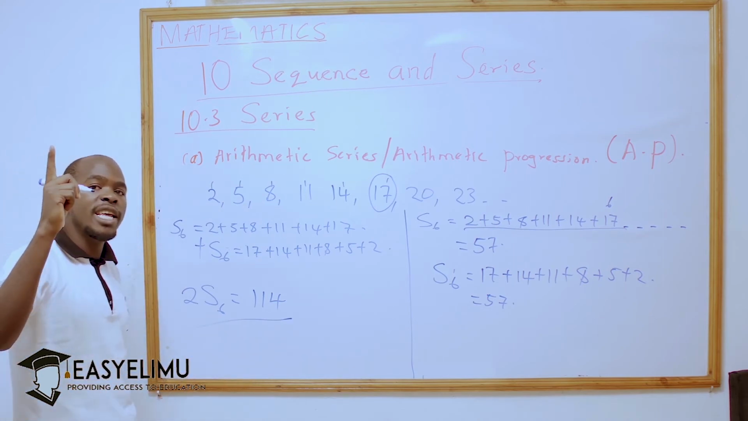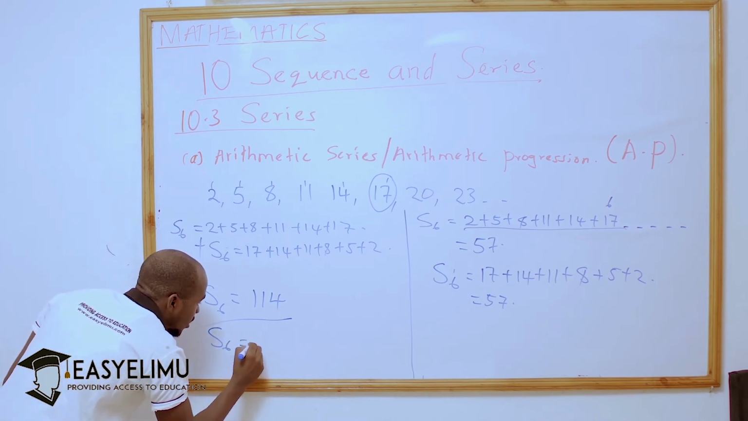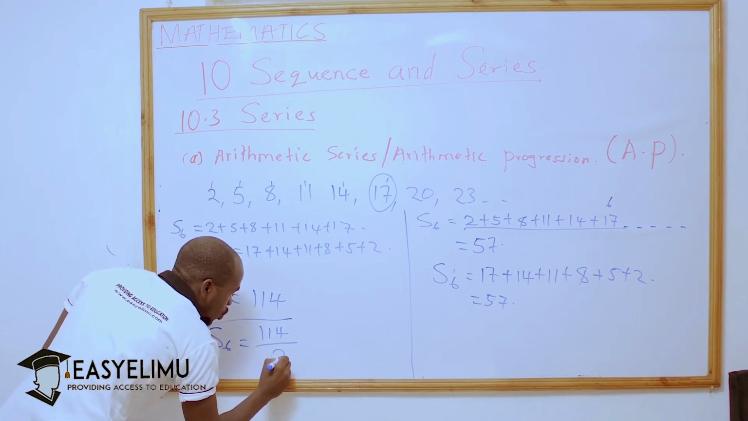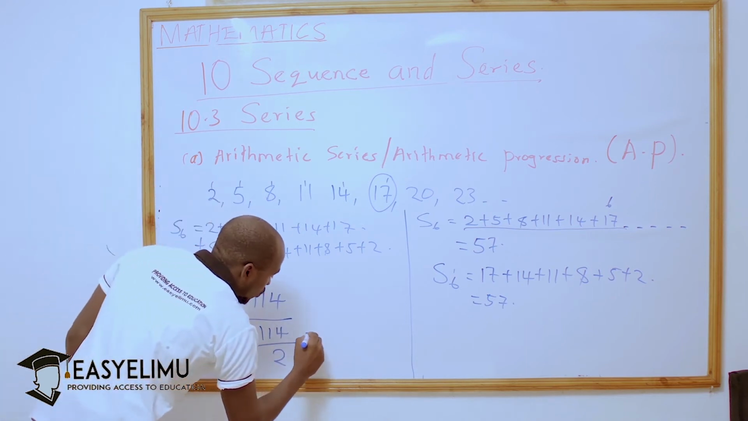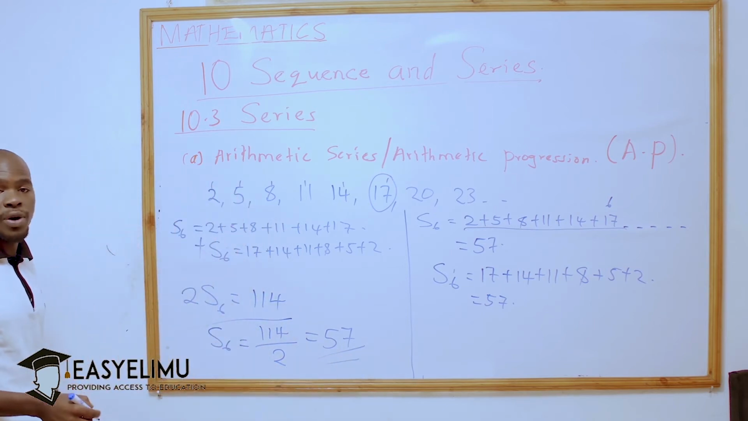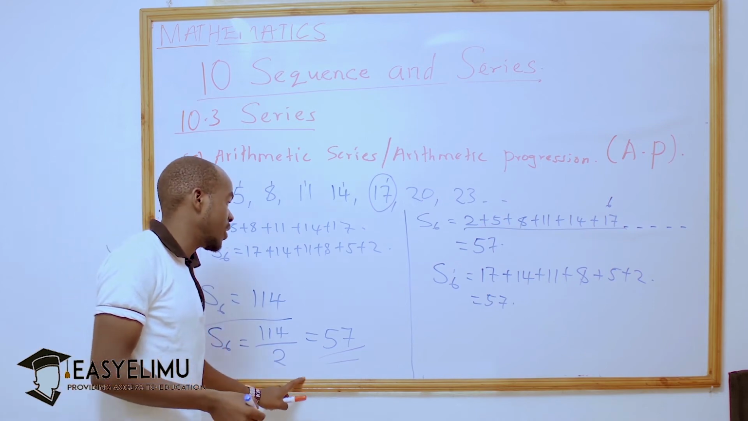But we need only S6. So if that is the case, you are going to get S6 is equal to 114 divided by 2. If that is the case, you are going to end up with 57. So we have seen how that can be brought about, and we are seeing that S6 is equal to 57.